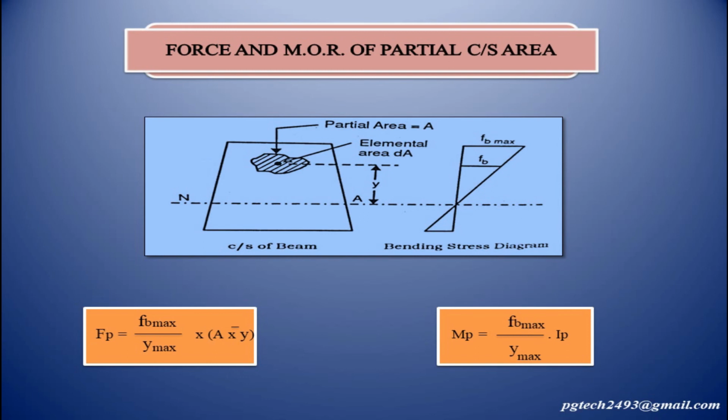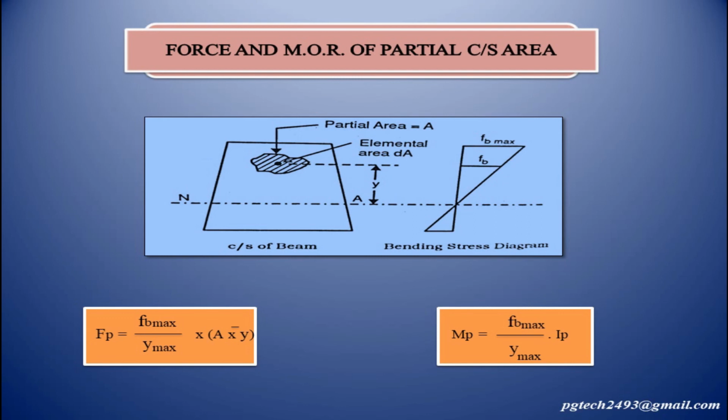Now the bending stress in the layer containing the element is equal to Fb max by y max into y. After differentiating this equation, we get partial force of the cross sectional area is Fb max by y max into area into y bar. Here y bar represents the distance of centroid of the partial area from the neutral axis.